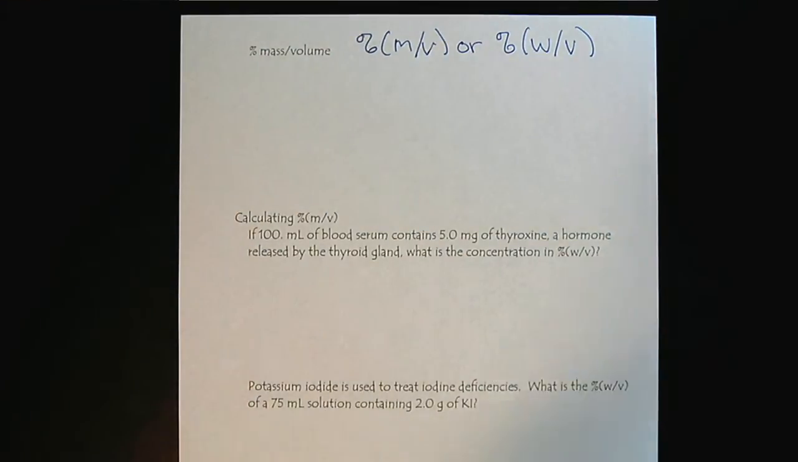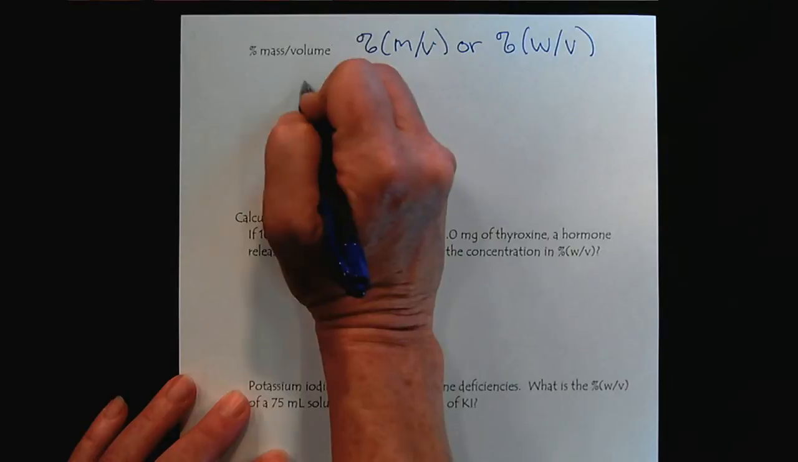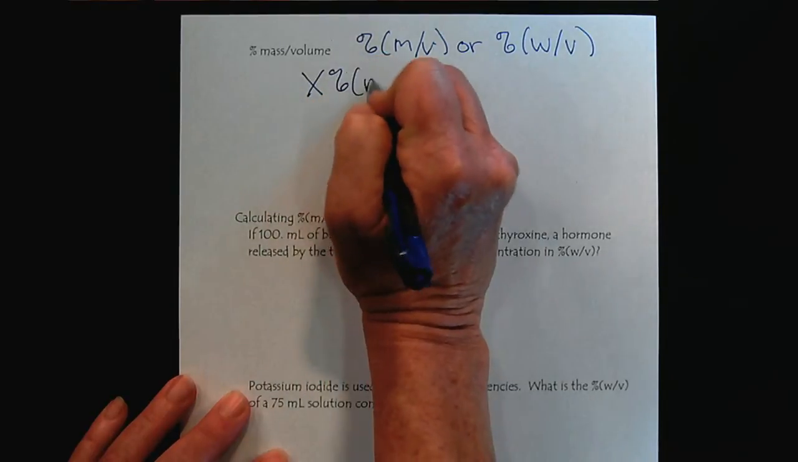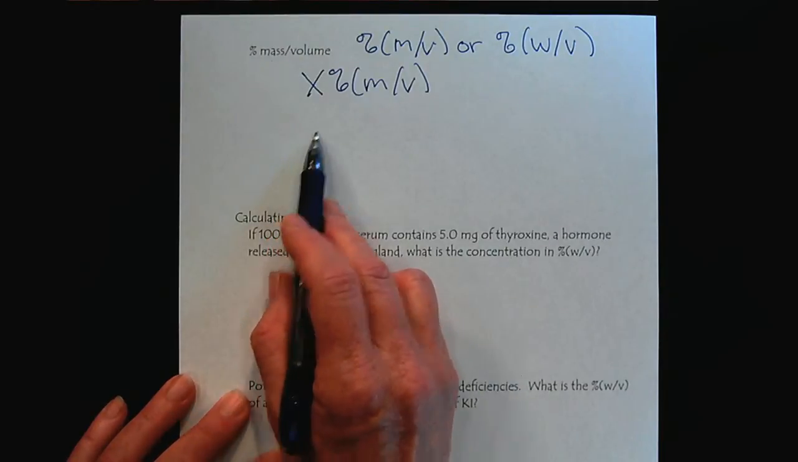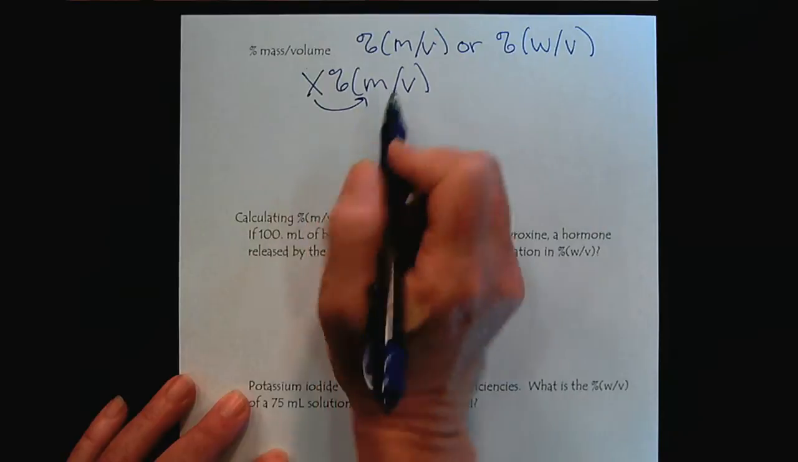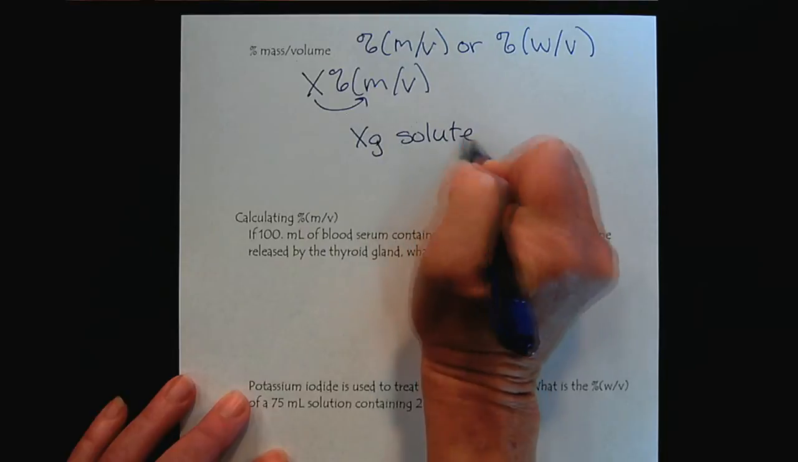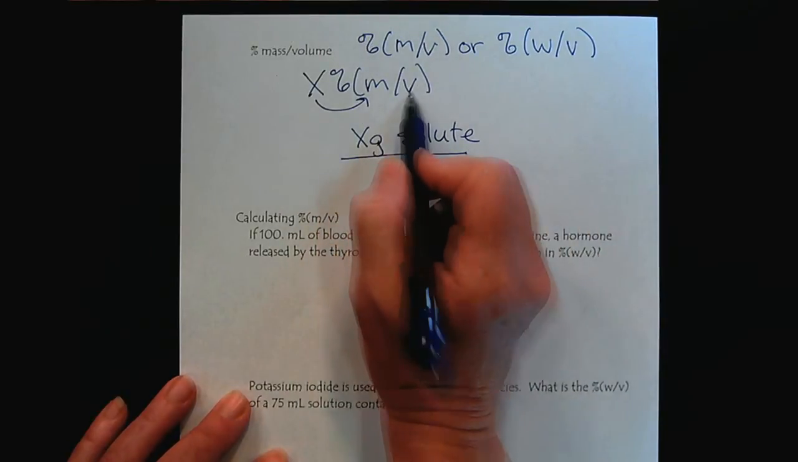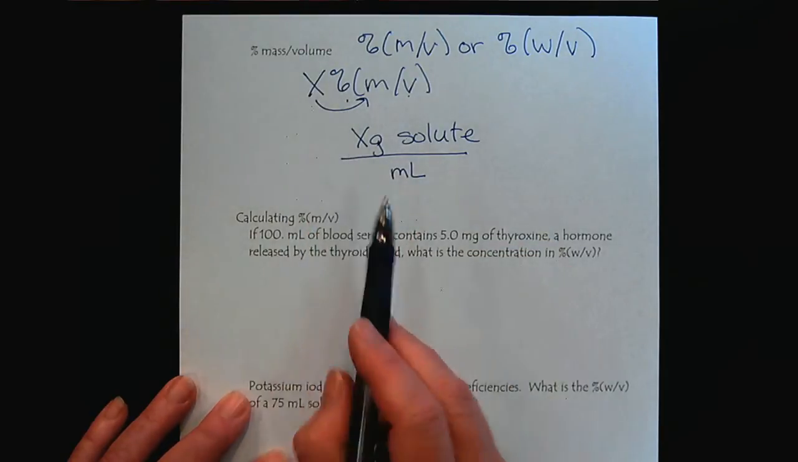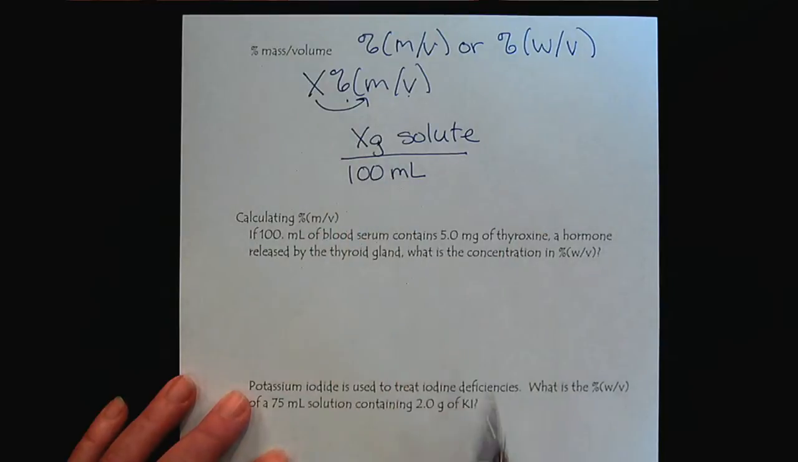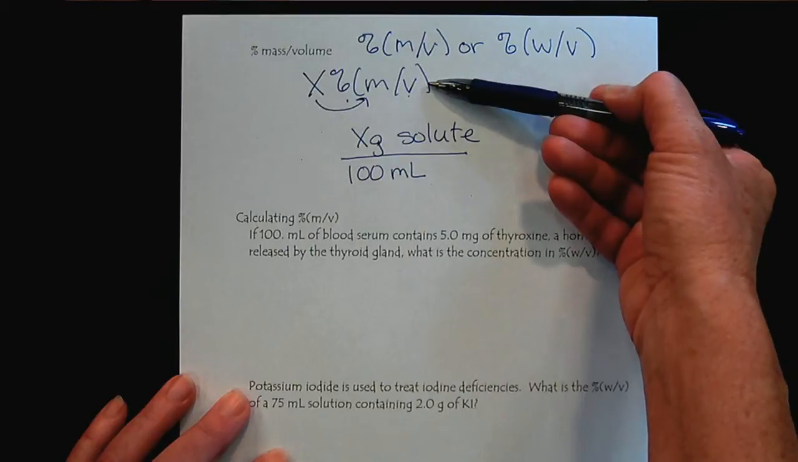Now, in using percent mass over volume, for example, if we're told that we have X percent mass over volume, then when we interpret this, the X tells us that we have X grams of the solute per, and then the volume will be in milliliters, and because of the percent, that means we would have 100 milliliters. So that is how we read the concentration units.